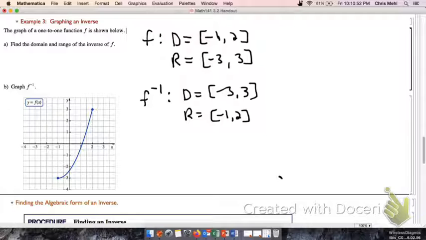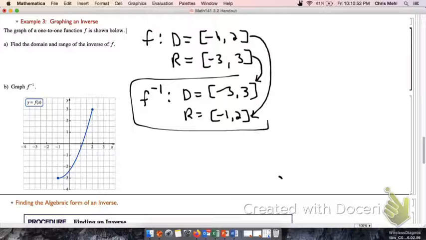The domain is just all the x-coordinates. So all the x-coordinates of the original graph now become the y values, and all the y values of the original graph now become the inputs, or the x values. So there's the domain and range for the inverse function.